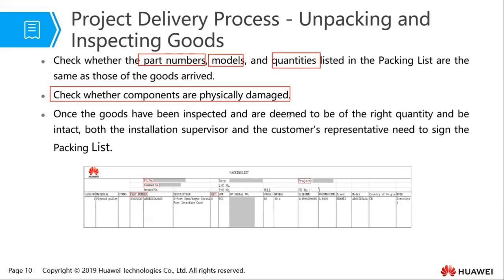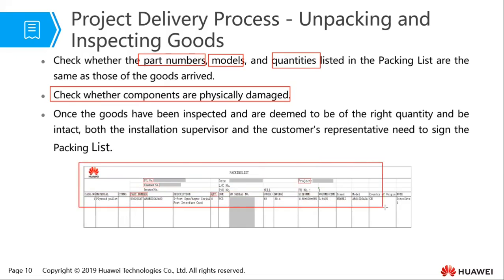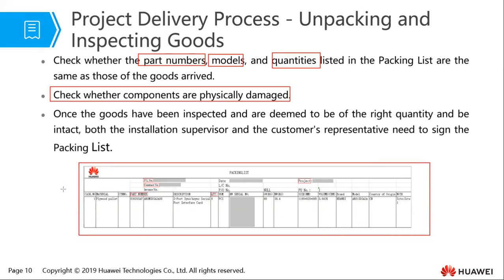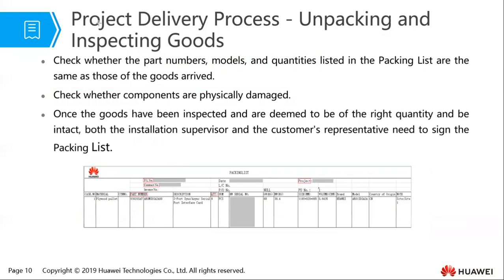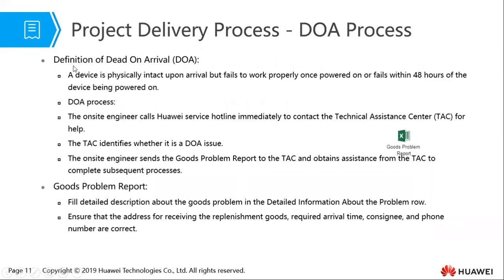Now, once the goods have been inspected and are deemed to be of the right quantity and be intact, then both the installation supervisor and the customer rep need to sign the packing list. So really, this is the template for the packing list. And these are some of the fields that need to be filled. For example, the part number, the description of that particular device, the quantity here, and so on and so forth. So you can download this document from the Huawei website.